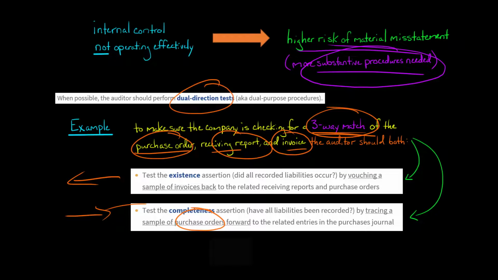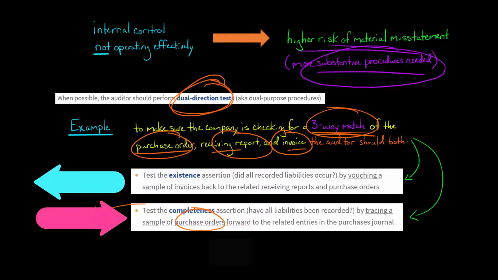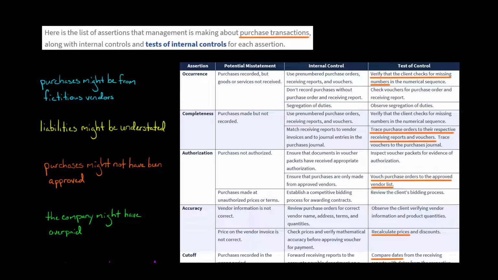Okay, there was a purchase order, but was there then later a receiving report? Okay, and then an invoice and so forth. Okay, so that's what we call a dual direction test, where the auditor is testing backwards, but then also tracing forward. Let's discuss some tests of controls related to purchase transactions.